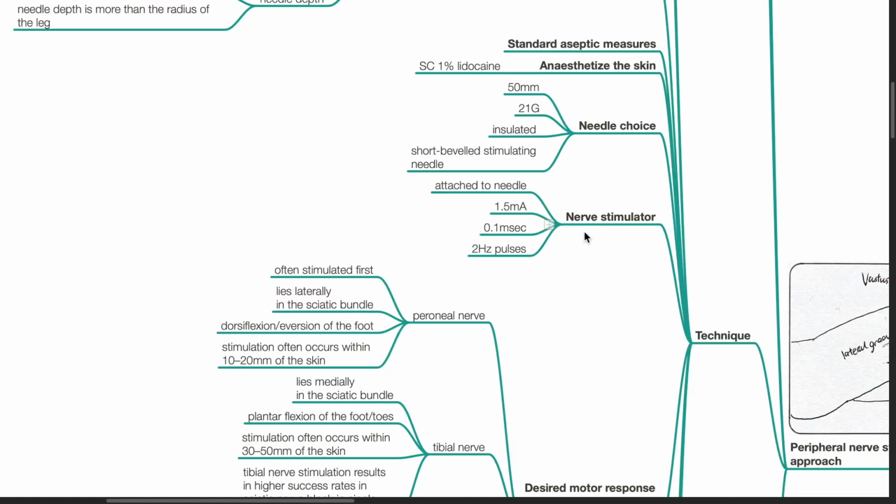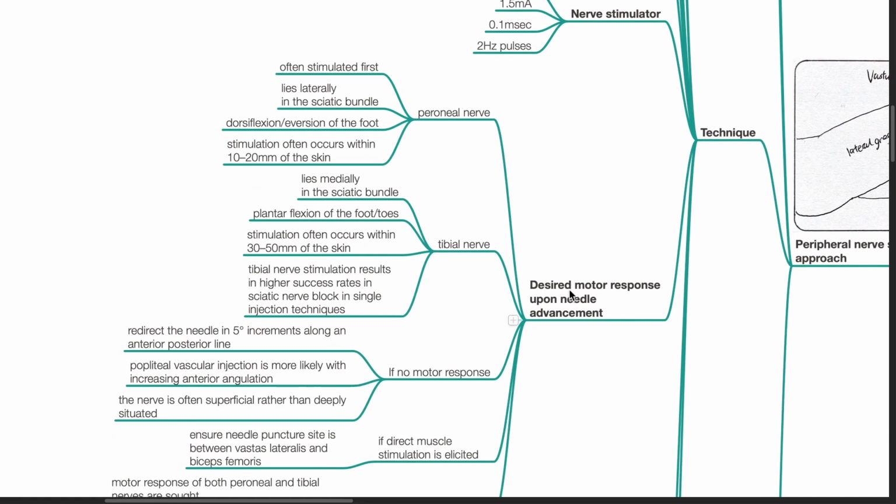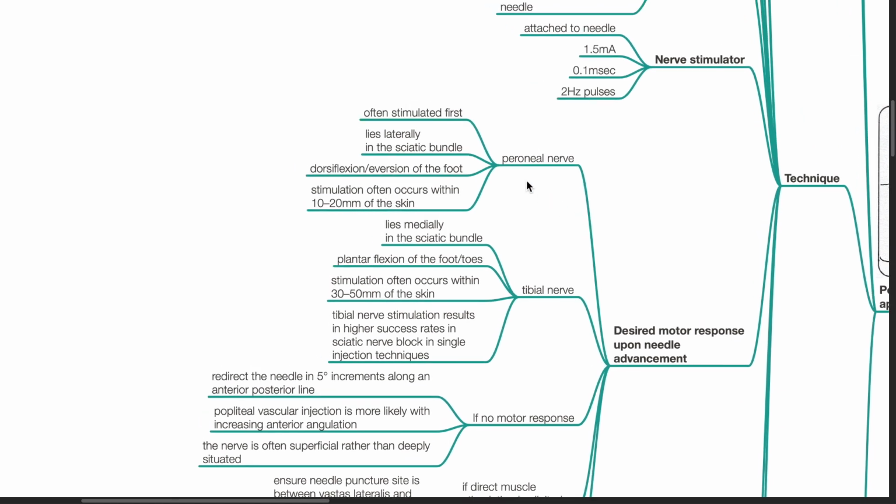Nerve stimulator attached to the needle, set at 1.5 mA, 0.1 milliseconds at 2 Hz pulses. Desired motor response upon needle advancement: peroneal nerve is often stimulated first, as it lies laterally in the sciatic bundle. There will be dorsiflexion or eversion of the foot. Stimulation often occurs within 10 to 20 mm of the skin.